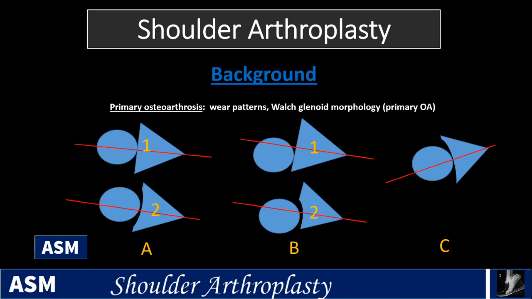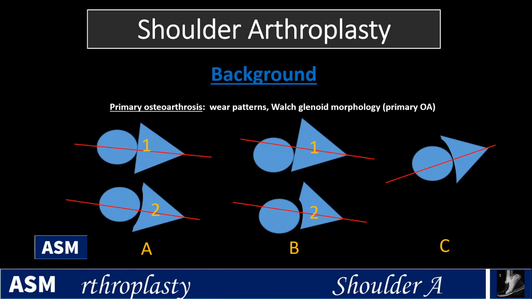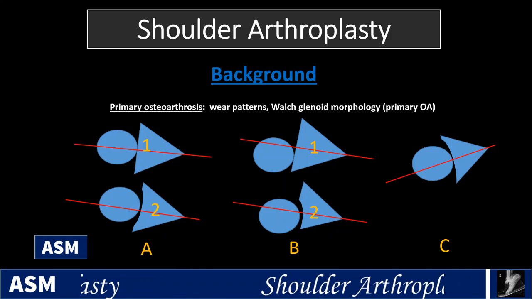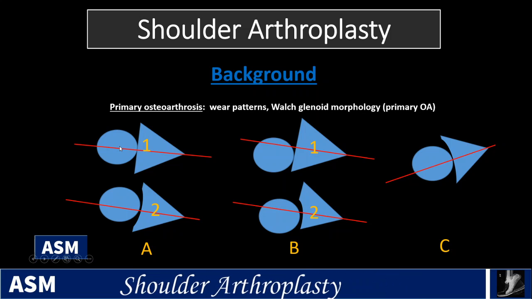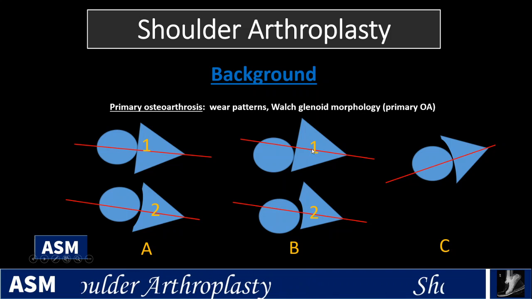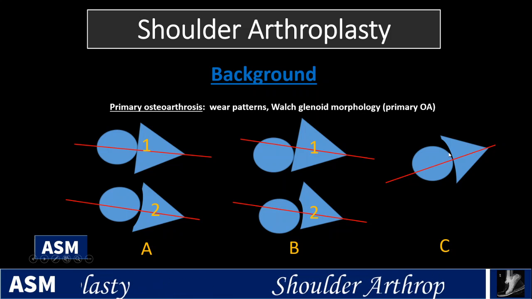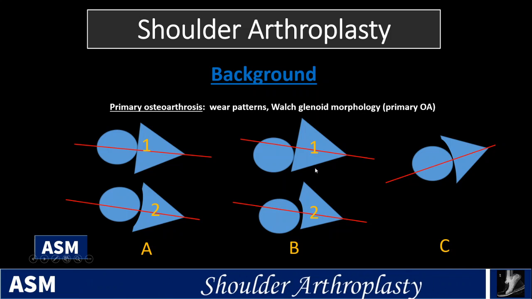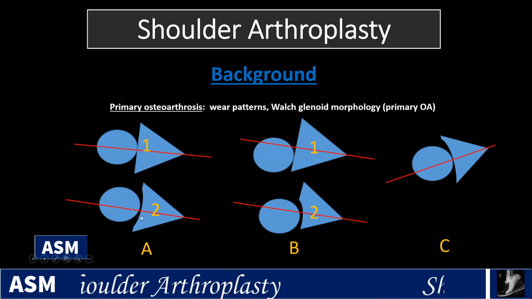Walsh classified primary osteoarthrosis into 3 simple categories. This has since been expanded upon, but I'm just going to do the simplified version here. If the humeral head is not posteriorly decentered, that would be an A. If there's posterior decentering, it would be a B. And if there is retroversion of the glenoid greater than 25 degrees, it would be a C. If there is minimal to no erosion, it would be a 1 morphology, and if there is significant erosion, it would be a 2.